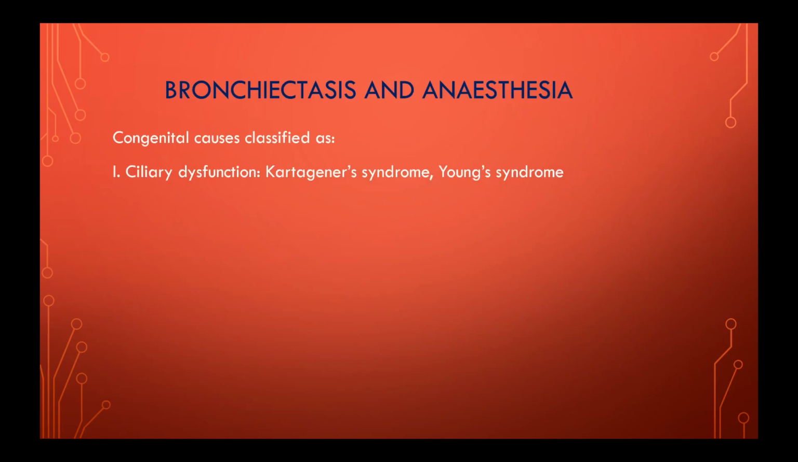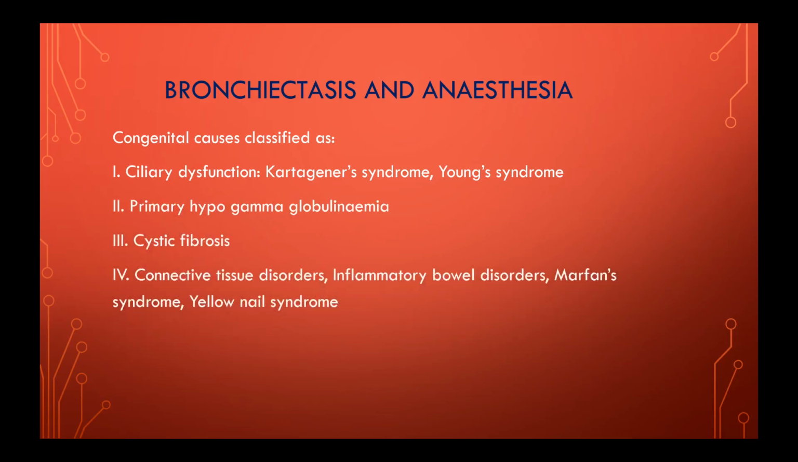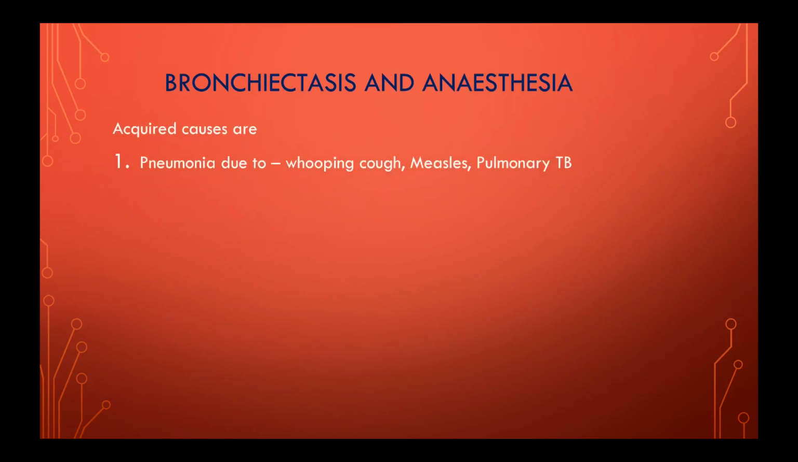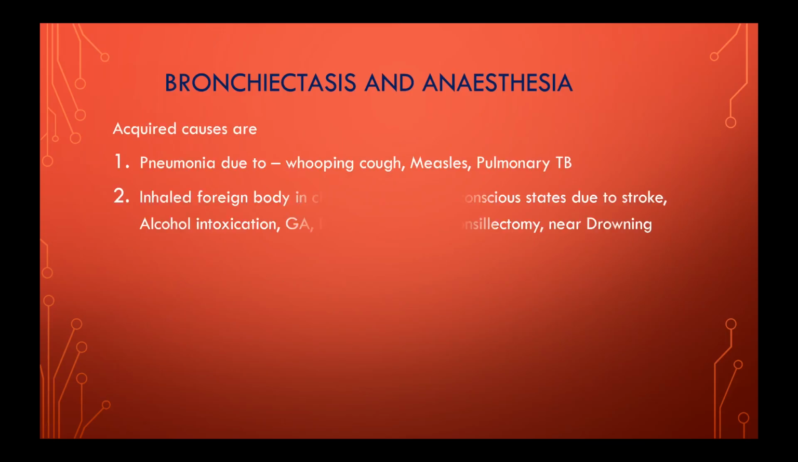It occurs as a congenital condition where there is a ciliary dysfunction, like in Kartagener syndrome or Young syndrome, or there may be a primary hypogammaglobulinemia, cystic fibrosis, connective tissue disorder, inflammatory bowel disorder, Marfan syndrome, or Ehlers-Danlos. Whereas acquired causes are pneumonia due to whooping cough, measles, or pulmonary tuberculosis. These infections usually produce this problem.